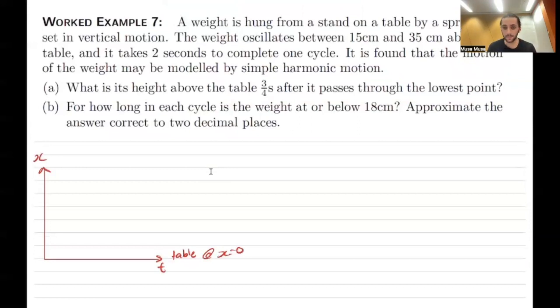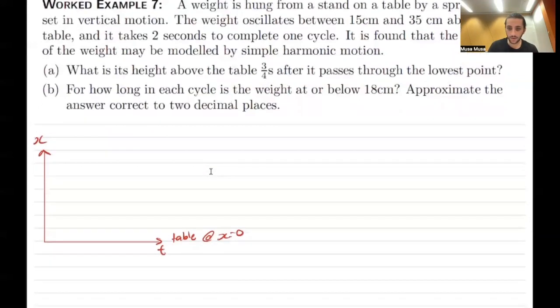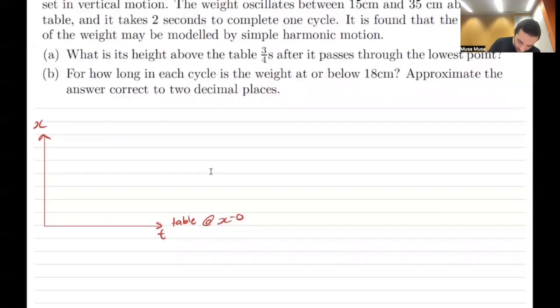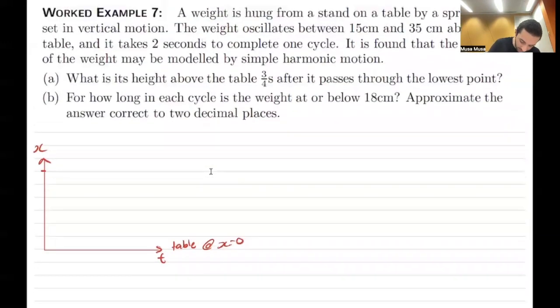Where is it oscillating from? It's oscillating from here. It's going all the way up to 35 and then all the way down to 15. Okay. Wonderful. It's hung from a stand on a table by a spring set in vertical motion. Nice. So it seems like whatever it's doing, it's kind of going from the middle and it's doing something like this.